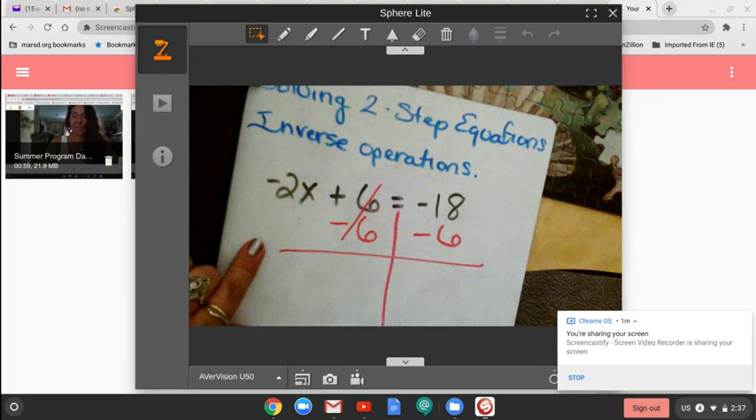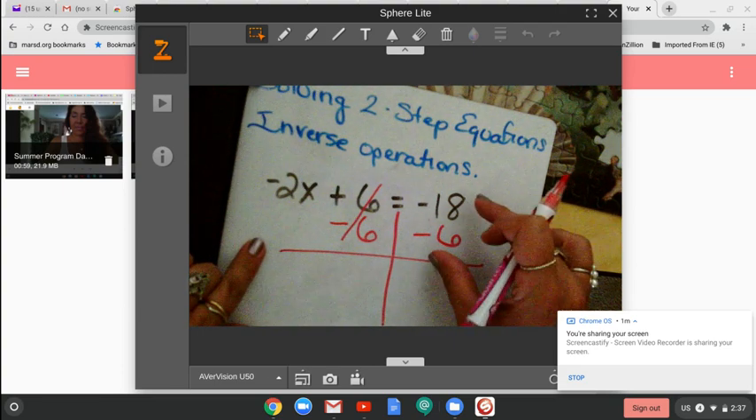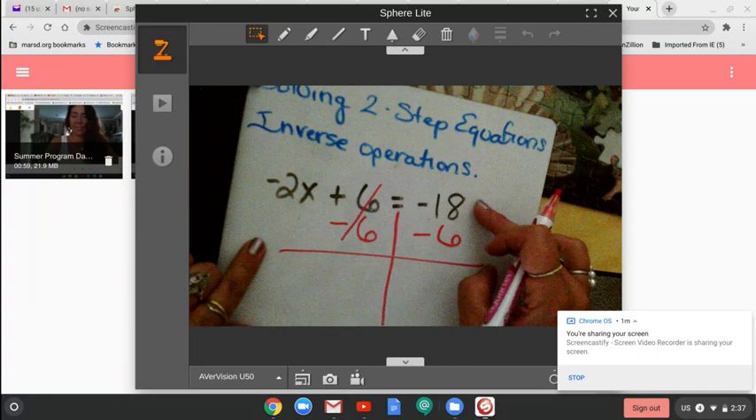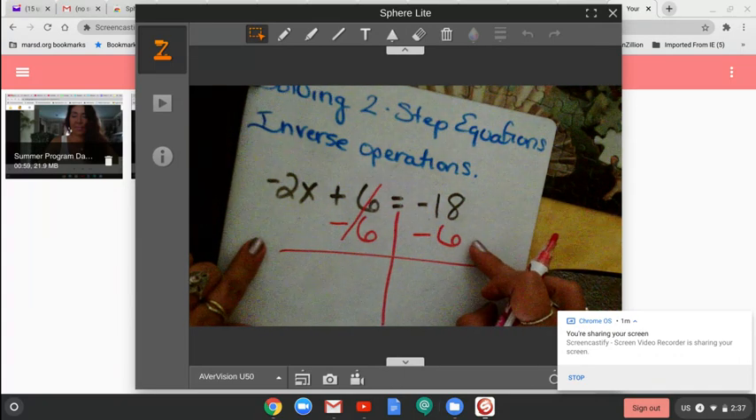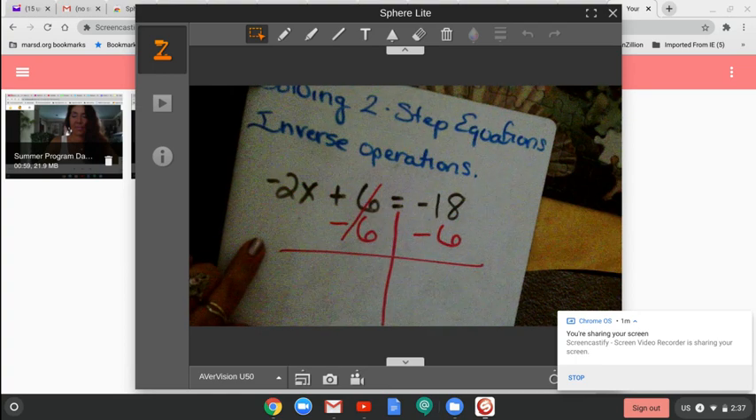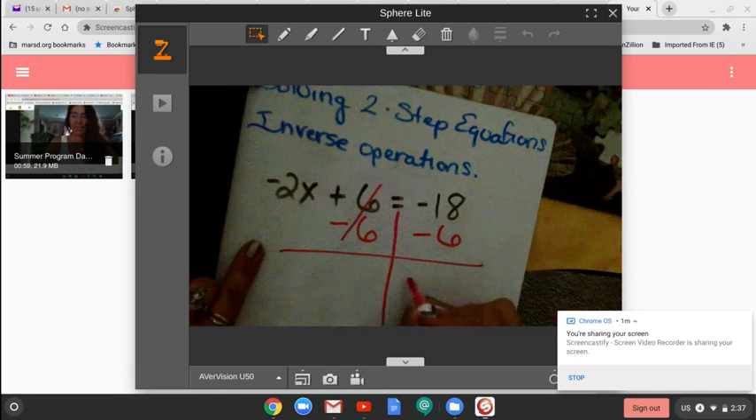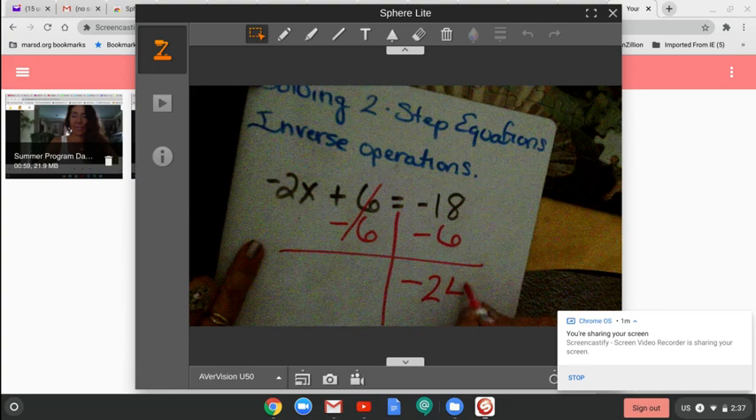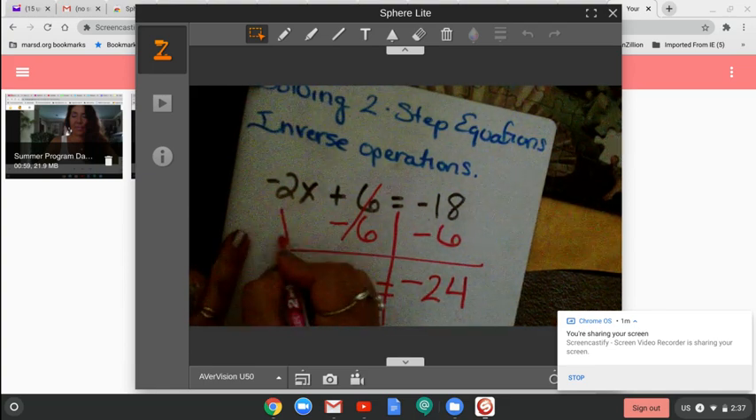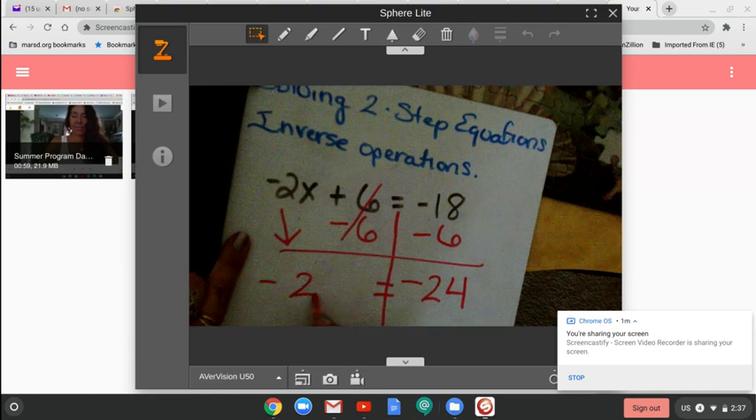You have a negative 18 and a negative 6, and you're combining them. Basically you're adding them together because they're both negative. It's like you have negative 18 degrees and you're going to go down 6 more degrees, so it's going to be a larger number. When you have two negative signs together, you add them together. So negative 18 and negative 6 is negative 24. And you're just going to bring down the negative 2x.